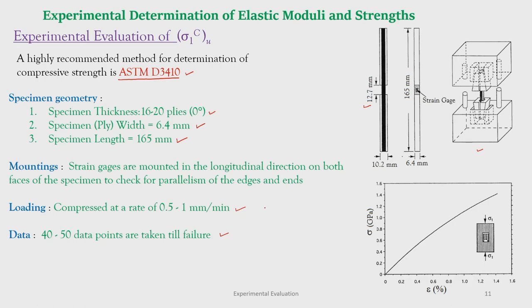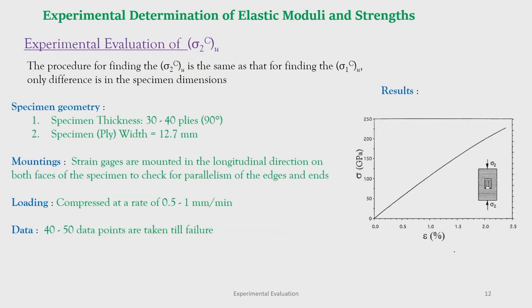So, for a typical graphite epoxy, we get E1 is equal to 140 GPa, sigma 1 Cu is 1500 megapascal, and epsilon Cu is 0.014. So this is typical of what you obtain for a graphite epoxy from longitudinal compression. Similarly, we can also have the transverse compression.